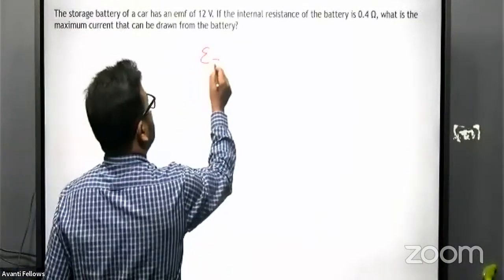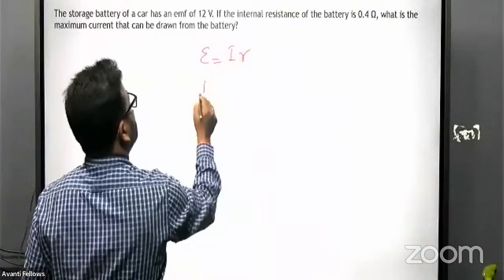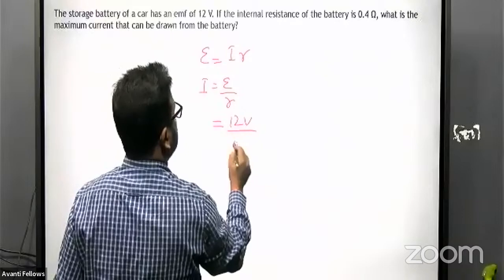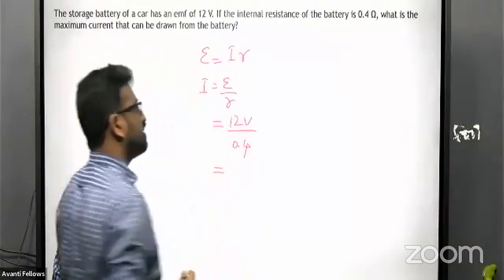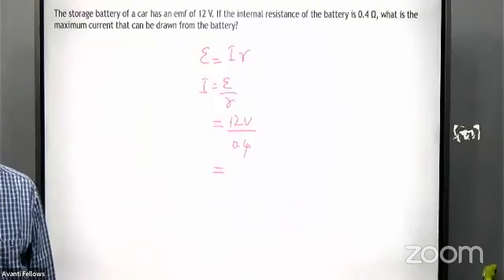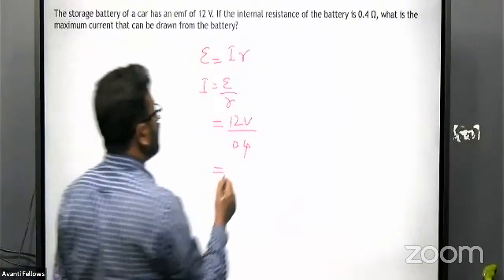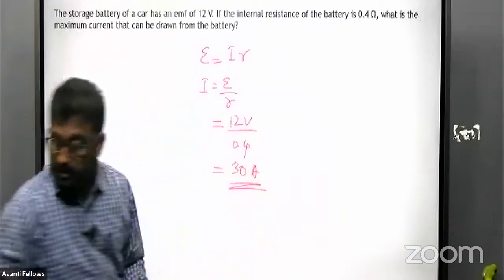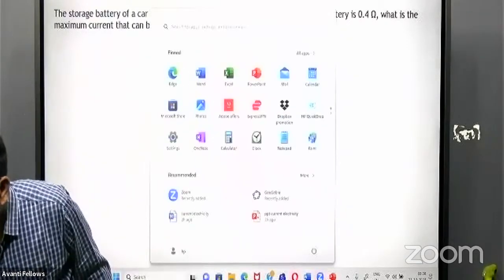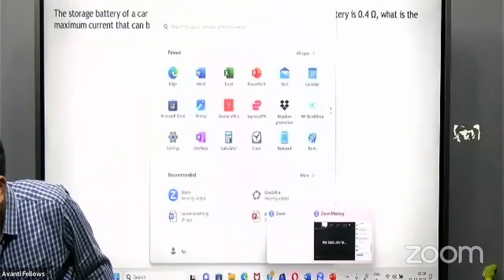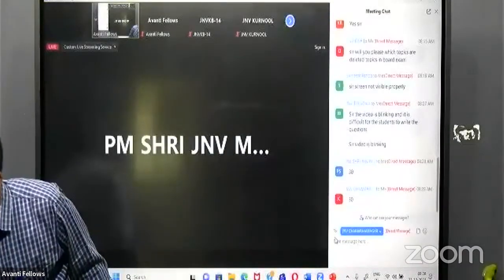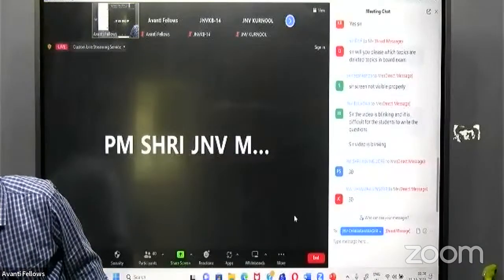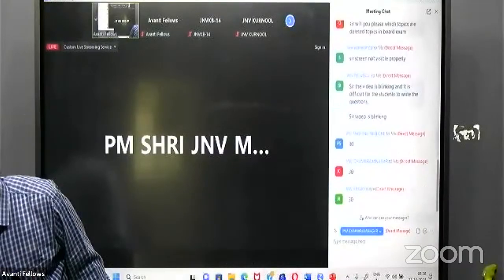It's very simple. E equals I into R. Maximum current I equals E by R. E is 12 volt and R is 0.4. So it comes to 30 ampere. Anybody got it? Let me check. Yeah, Chamranagar, they got the answer. Very good.